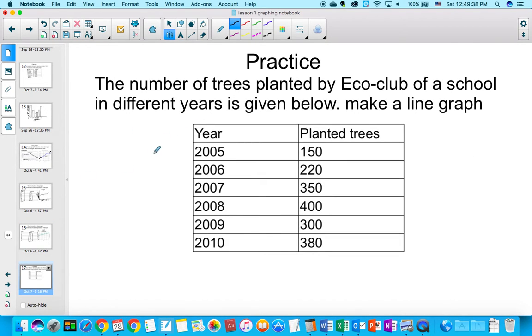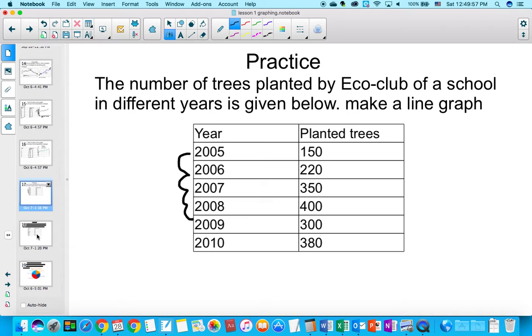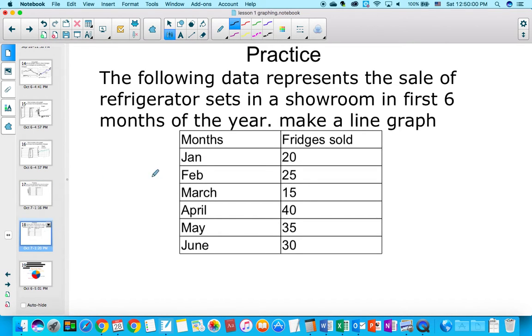So this one you can do on your own. The number of trees planted by an eco club of a school in different years is given below. Make a line graph. Again, our years change from one to the next, so you know you can use a line graph, and so you can plot this information using that data. Another one we can do is make a line graph from this one.